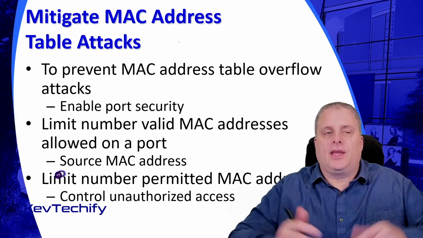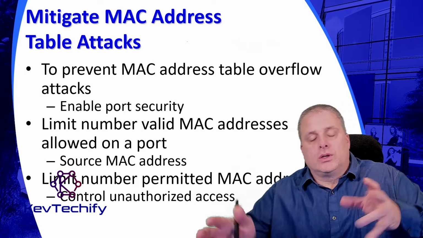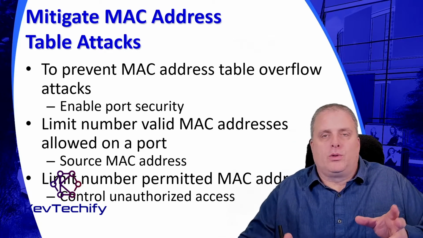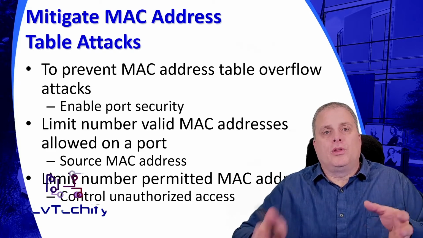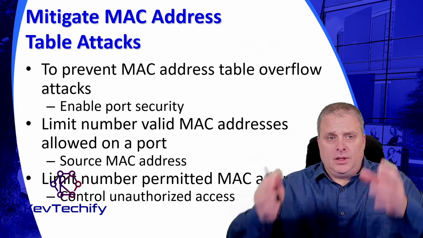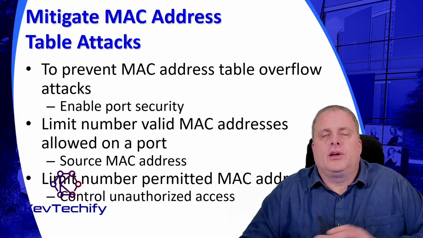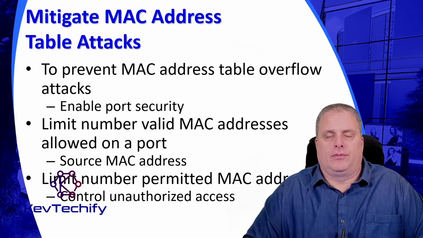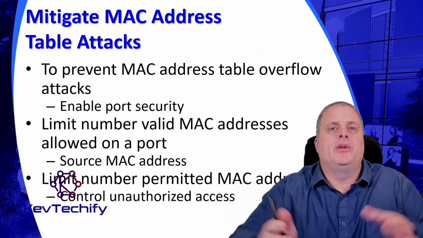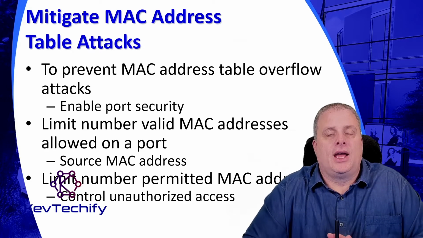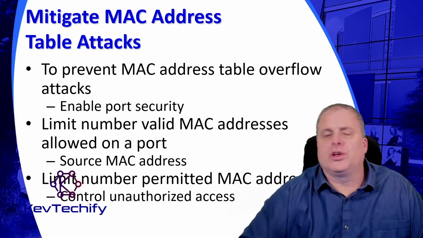To mitigate against the MAC address table attack, we have to use port security. Once again, a MAC address table attack would be something like a MAC address table overflow, where we fill up the memory for the MAC address table with a bunch of fake MAC addresses. To avoid this, we can enable port security. We can limit the number of MAC addresses allowed on a port, which would be like the source address of the device that's actually connecting into it. You can limit it to just that MAC address. Any other MAC addresses coming from it, we'll just disregard all of those frames as we're looking at those source fields.